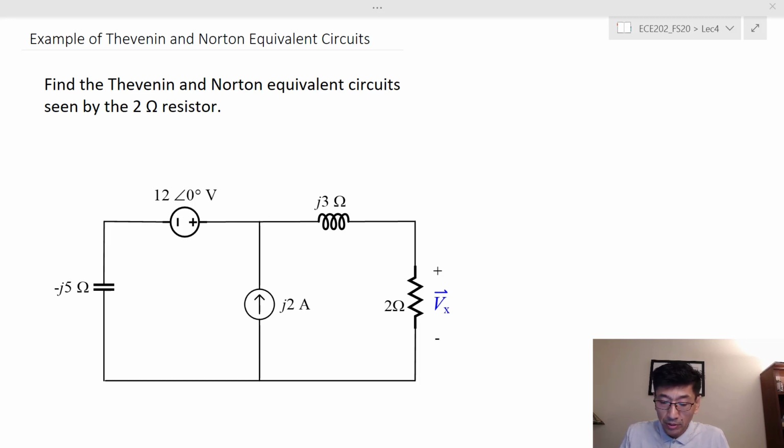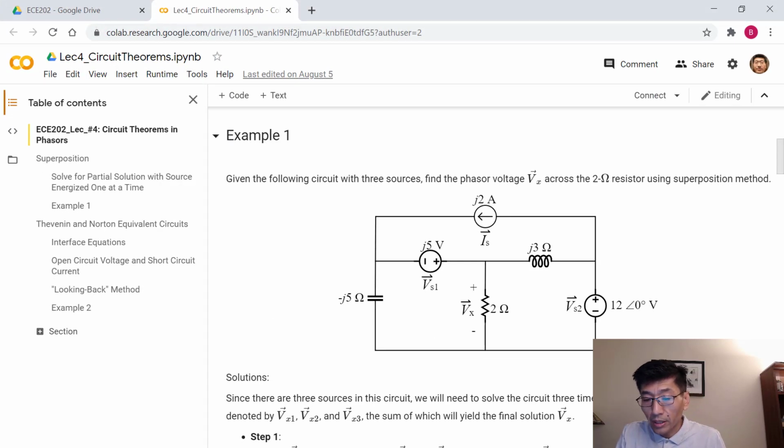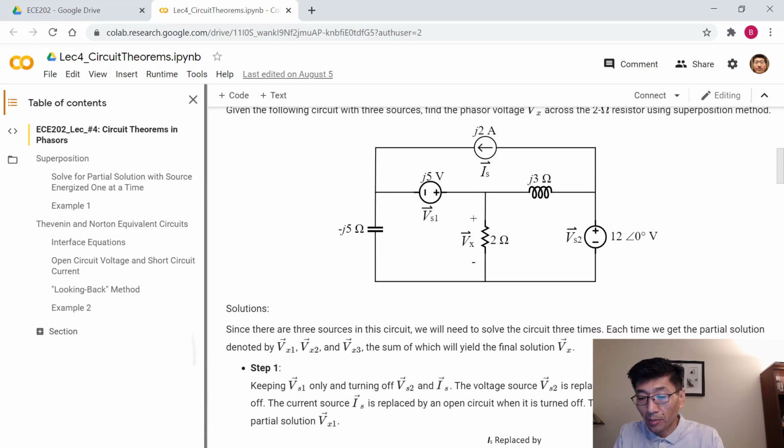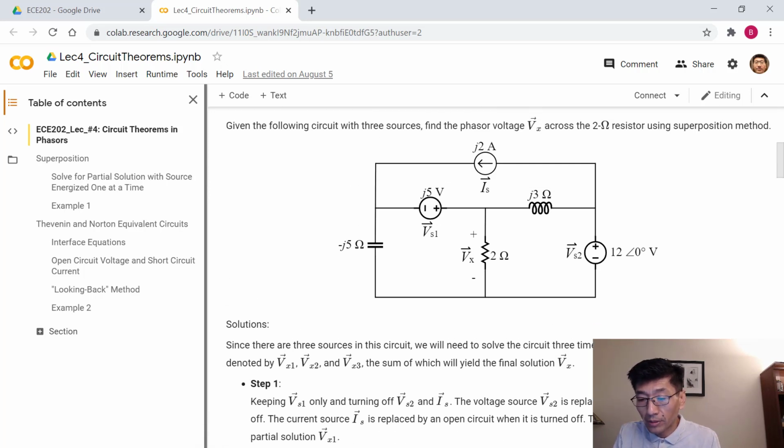The example in the Python code, so this is the example I used for superposition in the Python code. It's a little bit more complicated. In this case, we have 3 sources, so you need 3 different partial solutions, right? You energize one source at a time, so you solve this circuit 3 times and add the solutions.